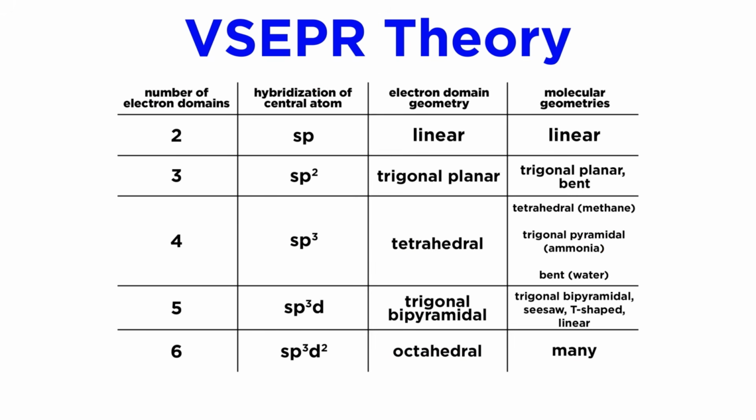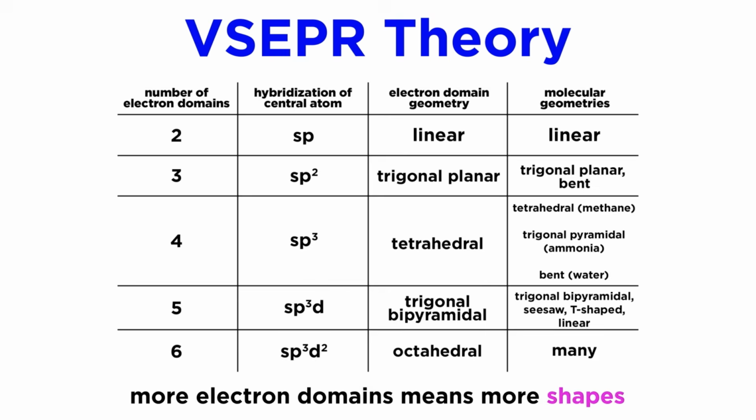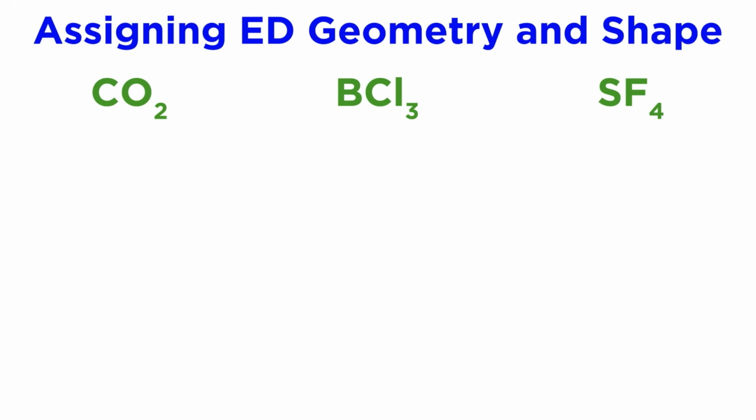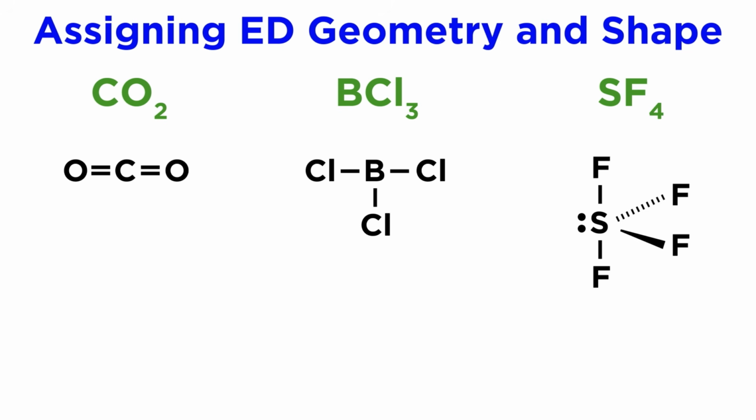This table will show us all of the molecular structures that are possible within a particular electron pair geometry as we successively replace atoms with lone pairs. The more electron domains there are, the more possible molecular structures there are, because there are more combinations of atoms and lone pairs possible. To make sure we can use VSEPR theory, let's try a few examples. CO2, BCl3, and SF4. First, we must draw the Lewis diagram for each molecule. Those will look like this.